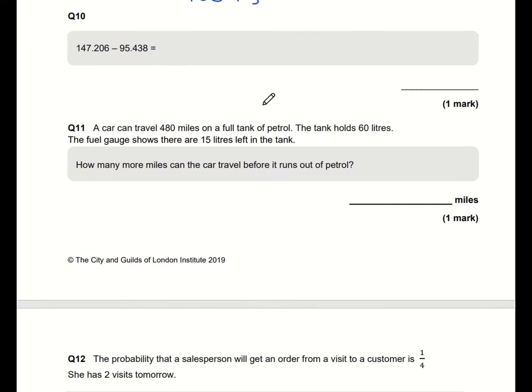Question number 10 is just some fairly nasty subtraction. So 147.206. Make sure that you've got the decimal points lined up correctly. And if you've got them lined up, then all your other numbers will fall neatly into place. So the 9, in other words, needs to be under the 4, not under the 1.